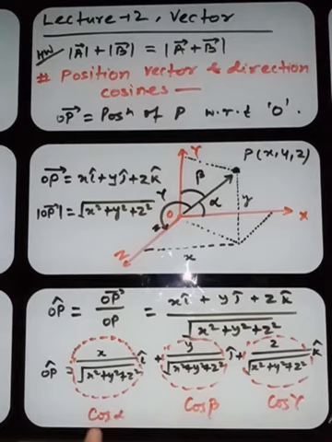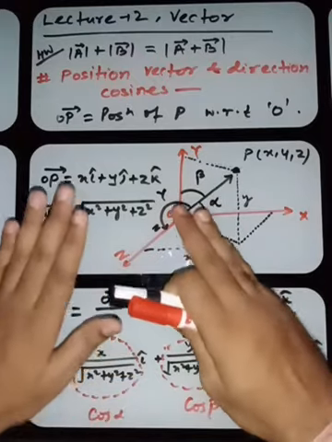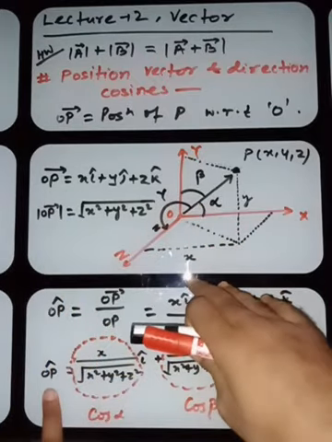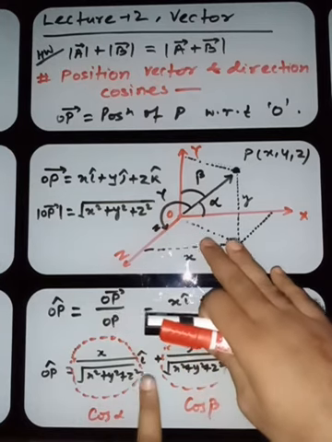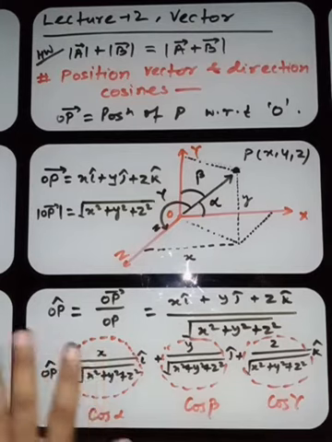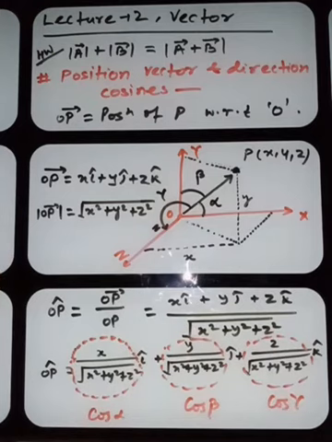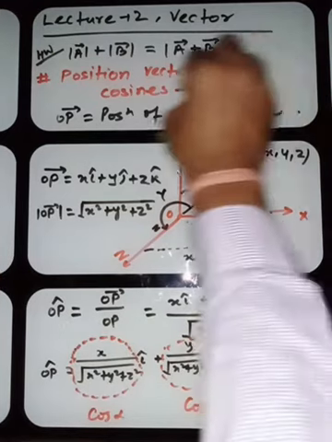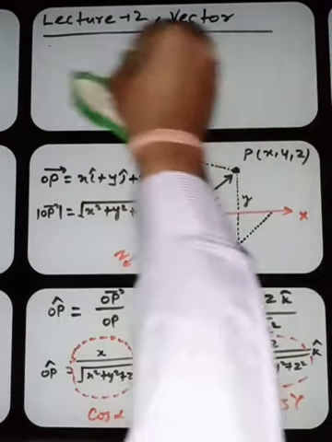In the same way, cos alpha, cos beta and cos gamma are these values. It means to find the direction cosine, first you have to find the unit vector. Once you find the unit vector, the coefficients of i, j and k will give you cos alpha, cos beta and cos gamma. This is very simple, my dear students.